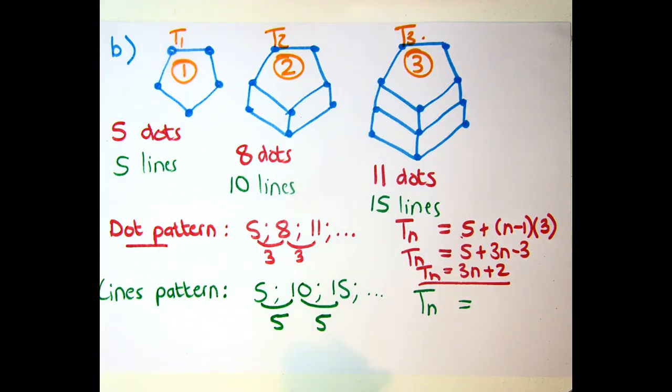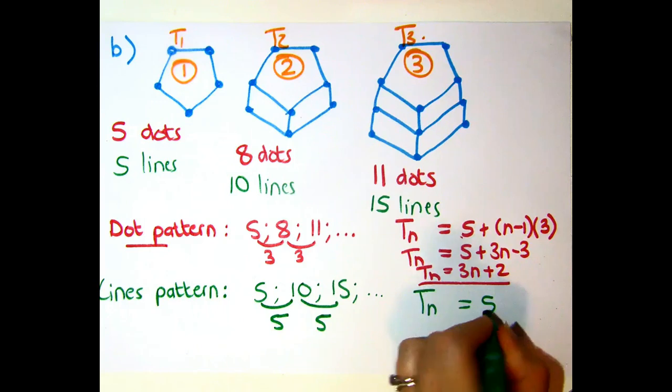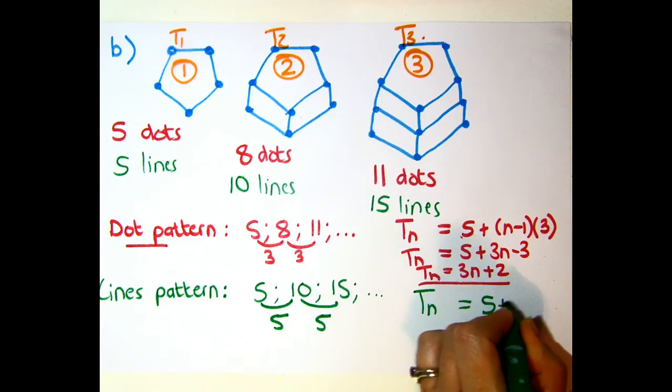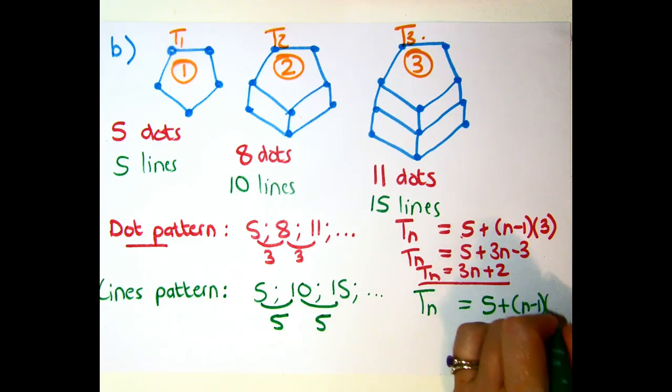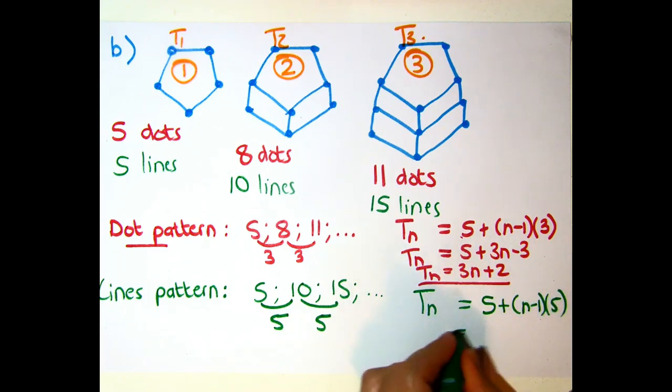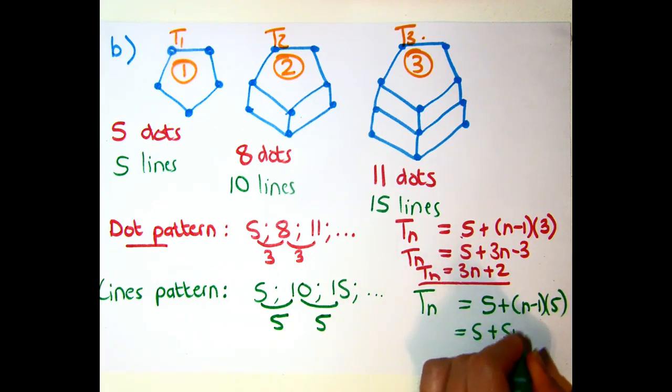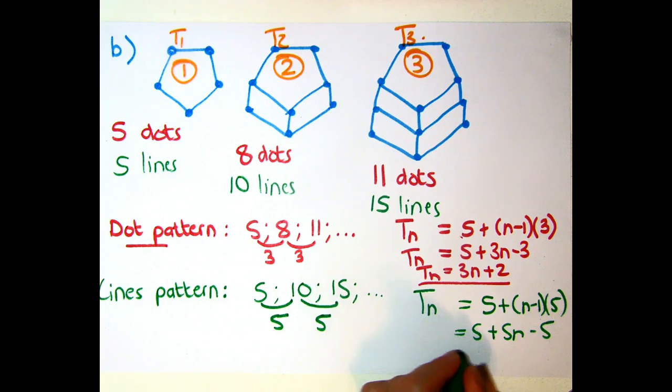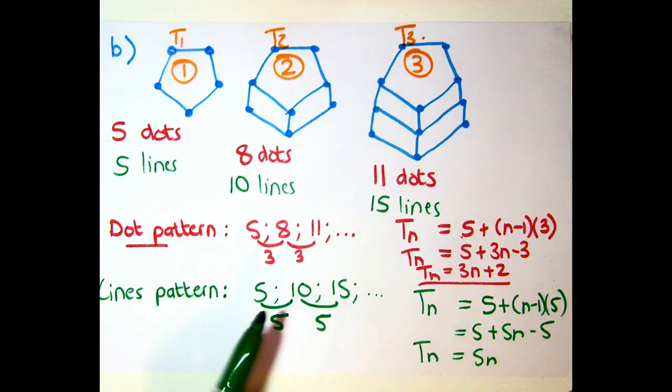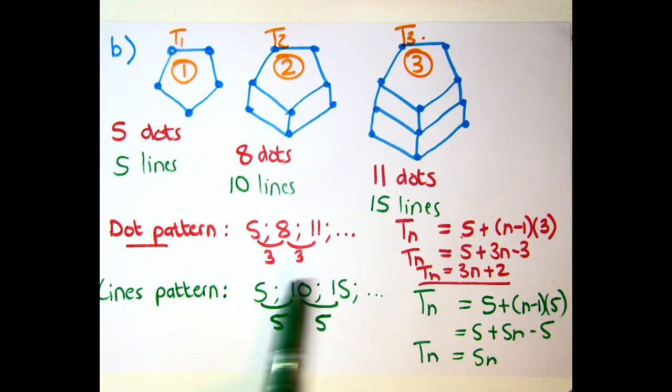With my lines, I've got my first one is also 5, and my constant difference is 5. So that gives me 5 plus 5n minus 5. So that's actually just 5n. And those are okay. You can see it's just 5 times the term number. So if the term number is 3, it's going to be 5 times 3, which is 15. So these ones are nice and simple, and don't get worried by the fact that there isn't a constant as well.